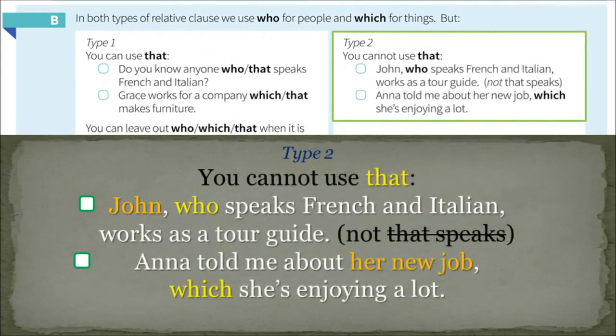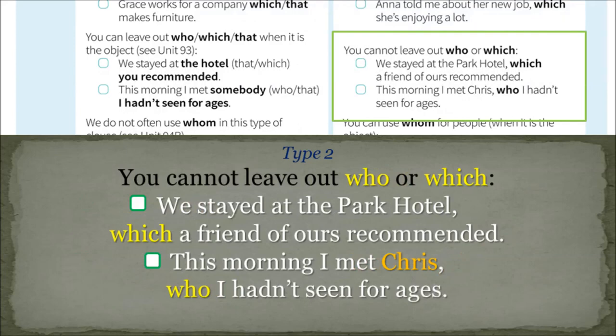Type 2. You cannot use that. John, who speaks French and Italian, works as a tour guide. Anna told me about her new job, which she's enjoying a lot. You cannot leave out who or which. We stayed at the Park Hotel, which a friend of ours recommended. This morning I met Chris, who I hadn't seen for ages.